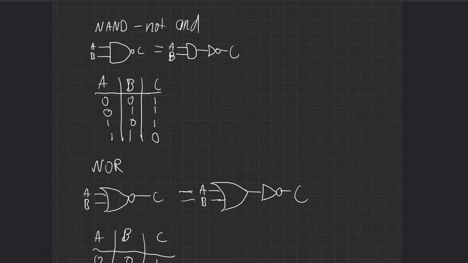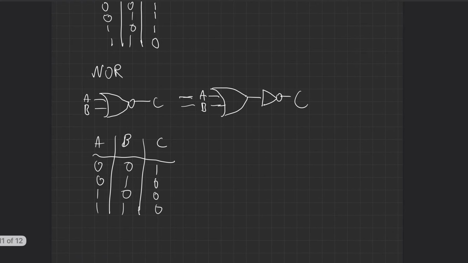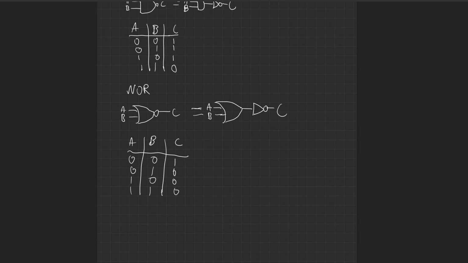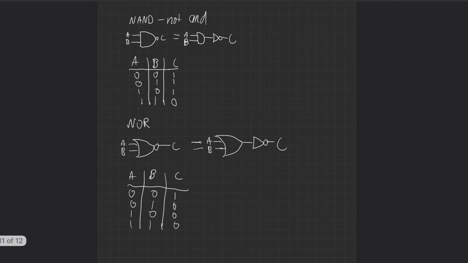Great. And then NORs, very similar. We have an OR gate, and then we have a dot to say that it's a NOR, and it's the equivalent of an OR gate passed into an inverter. So it's the same thing. Usually with ORs, it's one everywhere except in this case where A and B are zero. So the outputs are just backwards. Great, that's all you need to understand about NANDs and NORs.